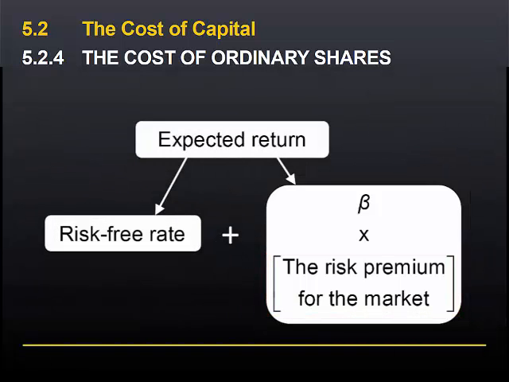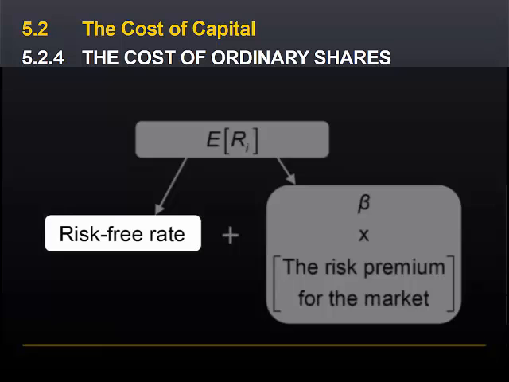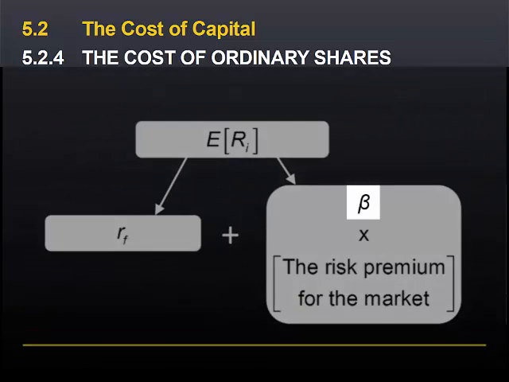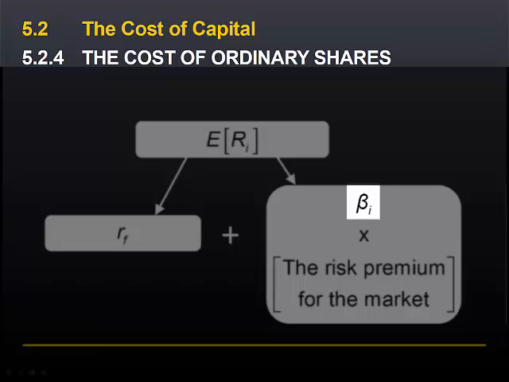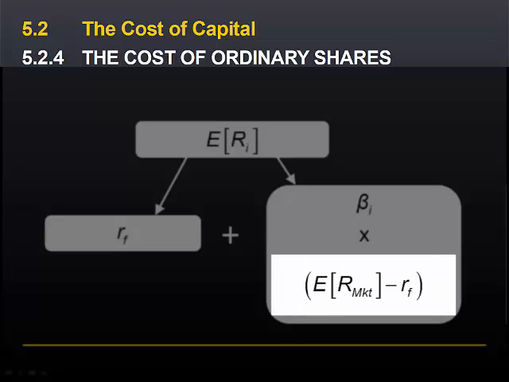Before we proceed any further, we'll start to convert the words in this diagram to mathematical terms so that at the end of the day we can construct a formula for expected return. So instead of the words expected return, we use E of Ri, the expected return on share i. We'll use Rf for the risk-free rate, and we'll use beta i to represent the beta for share i. If the amount of extra return or risk premium that we should get per unit of beta is equal to the risk premium for the market, then we can express that as the expected return on the market minus the risk-free rate of return.